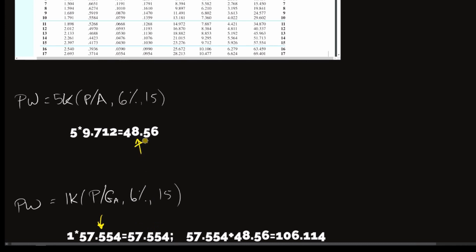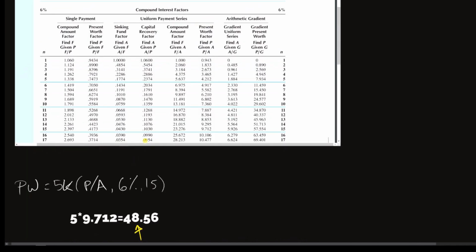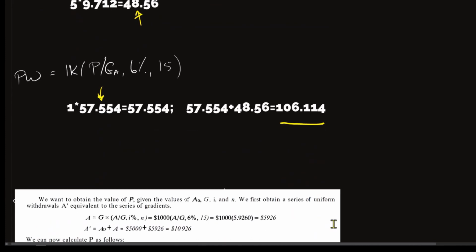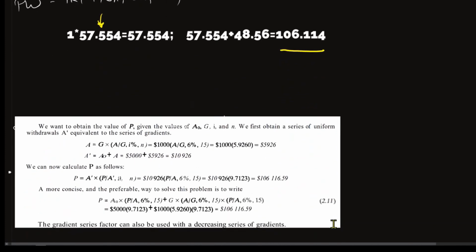This factor is, of course, P given A at 6%. So if we were to look for that one, P given A, 9.72, it'd be right here, and that's where that factor comes from. This time we're multiplying by 5 because the annual worth is 5, so we get our two numbers to add together, and we get 106.114.